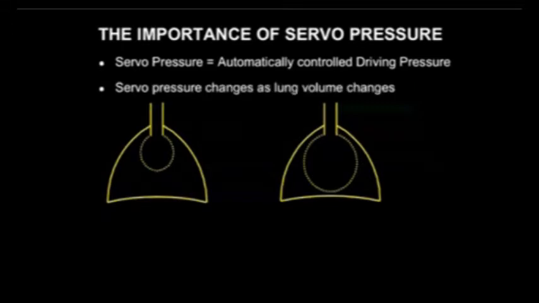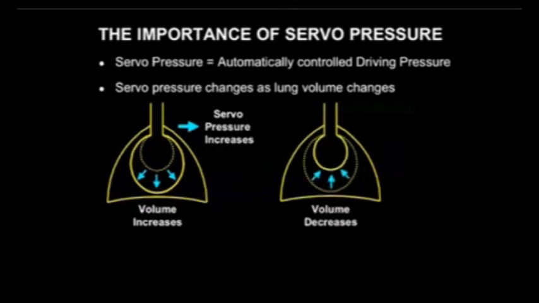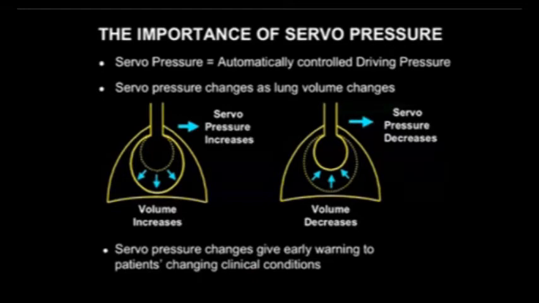As lung volume changes, servo pressure will change. For example, if lung volume increases, then the servo pressure will increase. It has to increase to ventilate a larger space. If volume decreases, servo pressure will decrease because it can hit the same amount of pressure, but it takes less flow to do it. Servo pressure changes can give you an early warning that your patient's condition is changing. So it's a good clinical tool for you to observe.